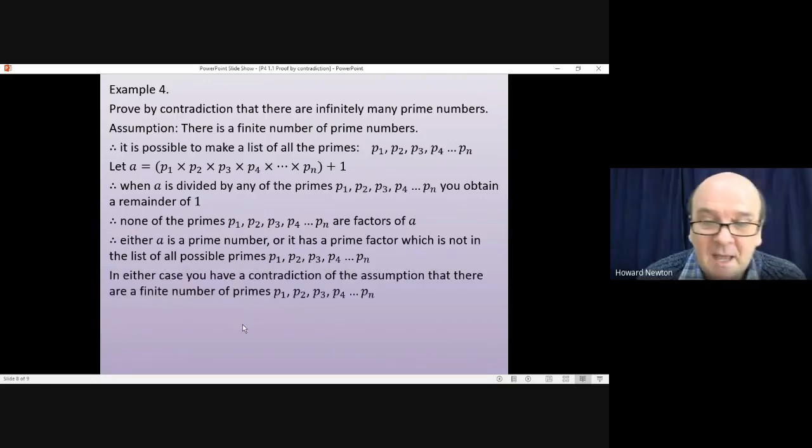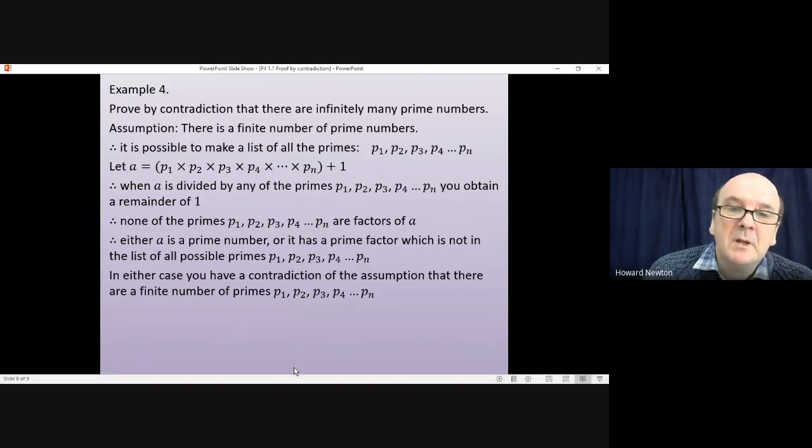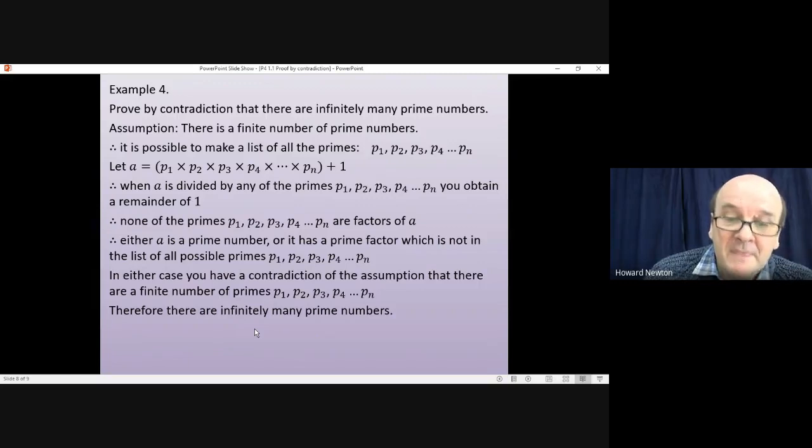Anyway, in either case, you have a contradiction of the assumption that there are a finite number of primes. So our assumption is false. If our assumption is false, therefore, there are infinitely many prime numbers.